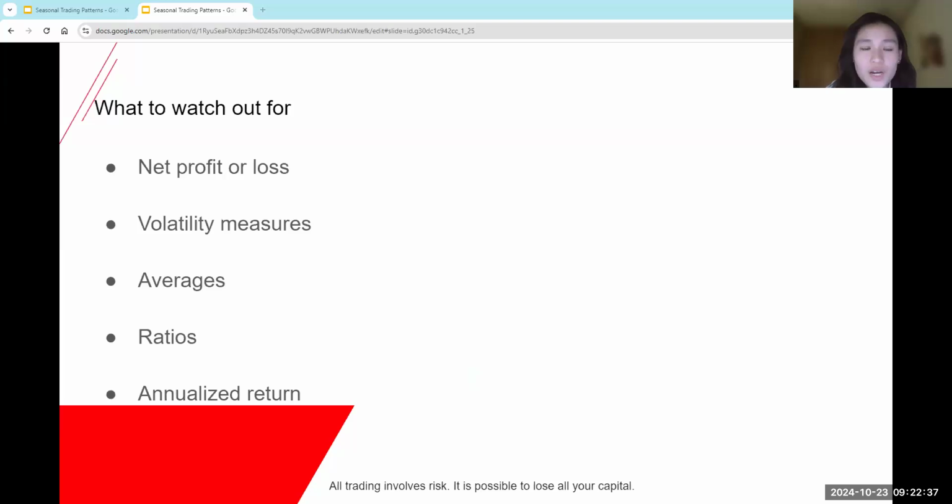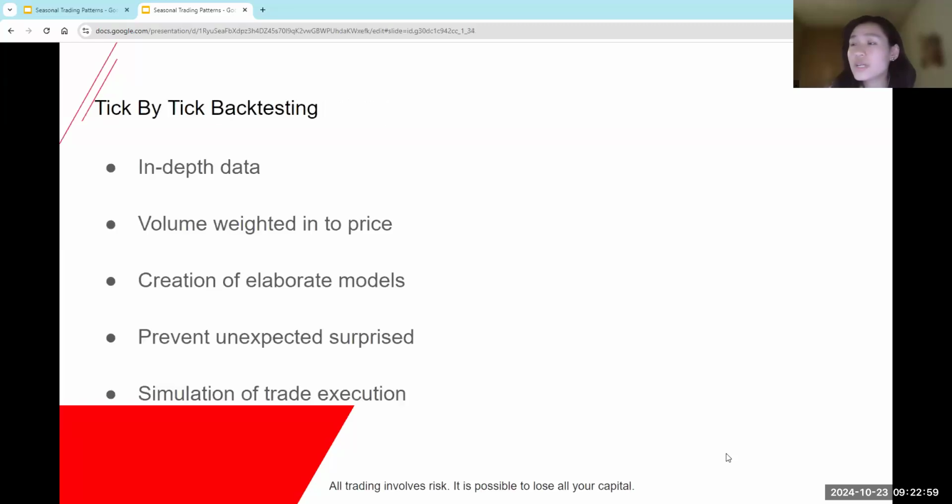So what to watch out for? Obviously, you want to take note of your net profit or loss, volatility measures, averages. This can be like your moving averages that can help you when you're looking out for that as well. Ratios and annualized return. Okay, what is tick by tick backtesting? So this basically involves in-depth data analysis, volume weighted price, creation of elaborate models, preventing unexpected surprises, and simulation of trade execution. This is kind of what we covered already.